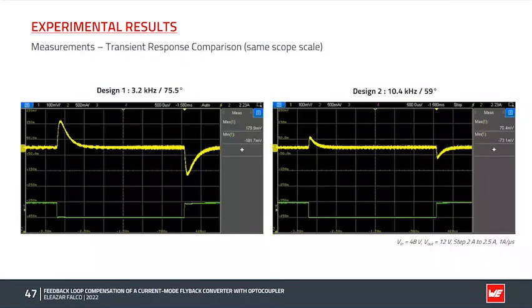And here we see the transient response to a load current step from 2 amps to 2.5 amps at a slew rate of around 1 amp per microsecond. Both scope captures have the same scale for an easier comparison. And the results correspond very well with those from simulation, which were shown in a previous slide. We see how both compensator designs are stable. However, the second compensator design, with a higher crossover frequency of around 10 kilohertz and a lower phase margin, provides a faster settling time with lower overshoot and undershoot.